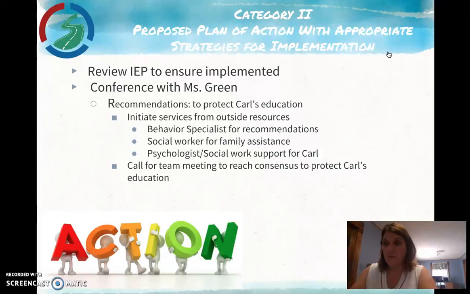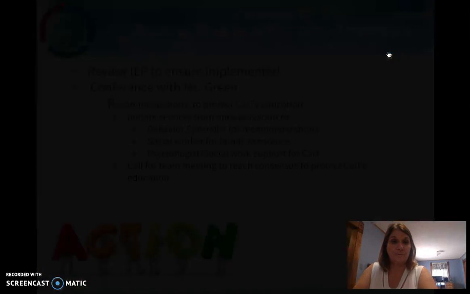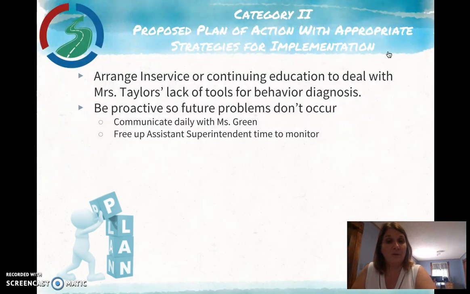Some of the other things would be to initiate services from outside resources, including the social worker to assist the family, a psychologist or social worker to work with the family and to work with Carl, and call for a team meeting to reach that consensus and protect Carl's education. The third thing I would do would be to arrange an in-service or continuing education to deal with Mrs. Taylor's lack of tools, but potentially other teachers' lack of tools as well.